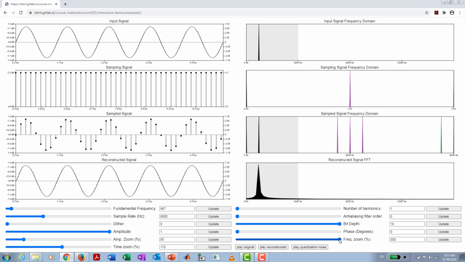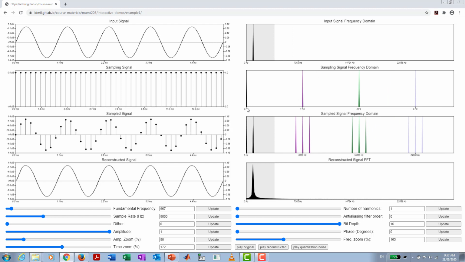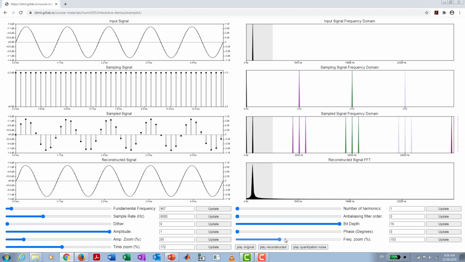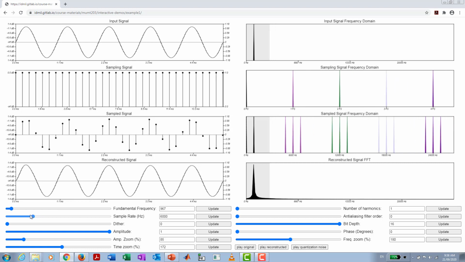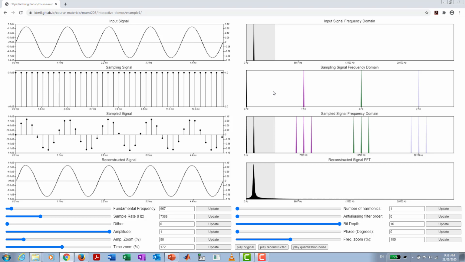If I reduce the zoom here, I will see more of them. So 0, 8000, 16,000, 24,000. The next one will be 32,000, etc. So I'm just playing here. But what happened is by increasing this, of course, these guys get further apart. If I reduce the sampling frequency, they get closer together. If I increase, they get further apart. So this is the second, that was easy.